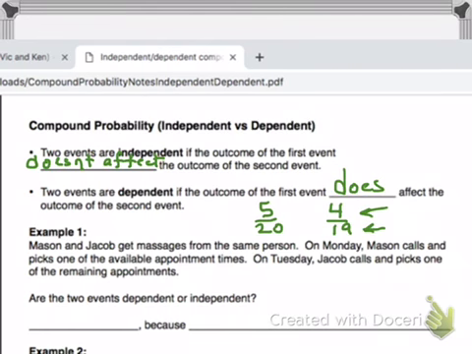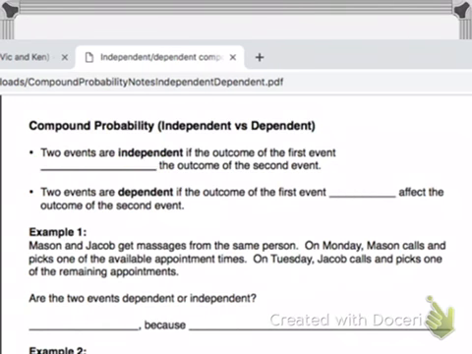Okay? So let's take a look at a couple of these examples and see if they're dependent or independent. So I'll do the first one with you, and then you can do them on your own. And I'll tell you what they are. Okay? Mason and Jacob get massages from the same person. On Monday, Mason calls and picks one of the available appointment times. On Tuesday, Jacob calls and picks one of the remaining appointments. Are the two events dependent or independent?